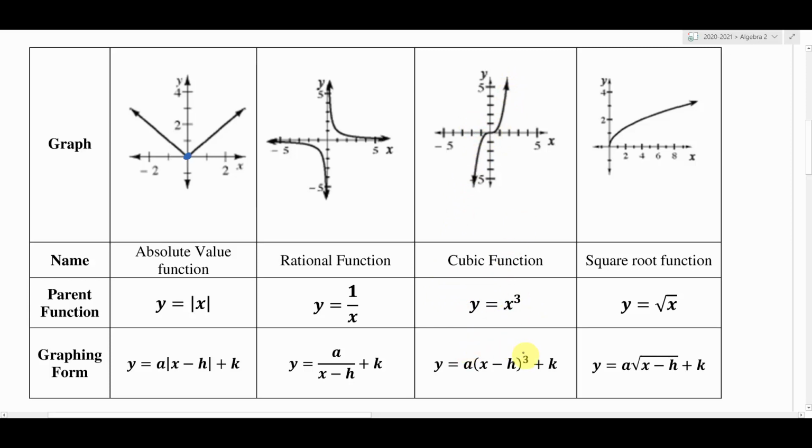And then obviously this is going to look very familiar. It almost looks exactly the same as a quadratic. The only difference here is the 3 versus a 2. But all of the parts are the same.